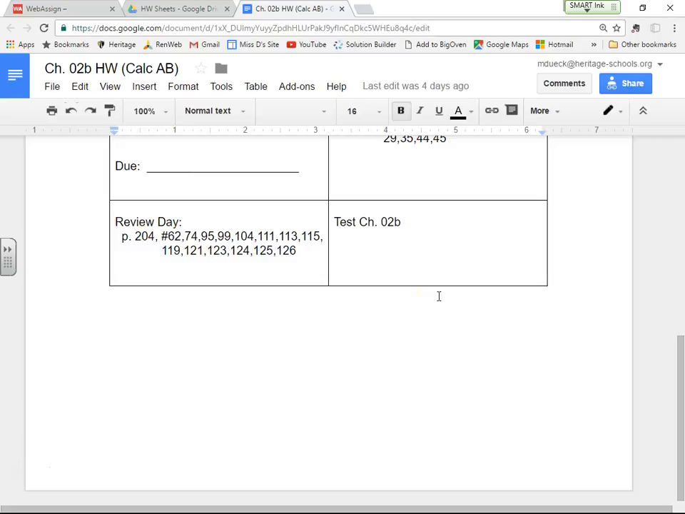And remember, only the last few are related rates ones. The rest of them are like, hey, take a derivative, that kind of stuff. Does anybody have any questions on that stuff?